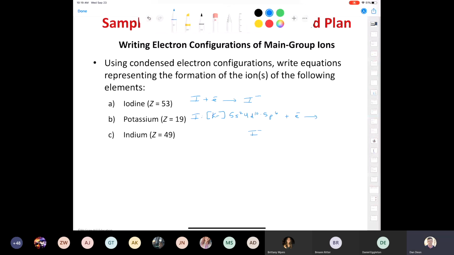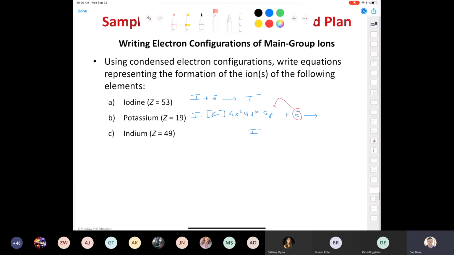What's the electron configuration of I-? All we have to do is take this electron and add it. Did I put 4p6 when I should have put 4p5? Oh, Mr. Dion. There we go. 5p5. All we have to do is add that electron to the 5p orbital, and we end up with krypton, 5s2, 4d10, 5p6. And you can see that all of the outer levels are completely filled, right? Isoelectronic with a noble gas.